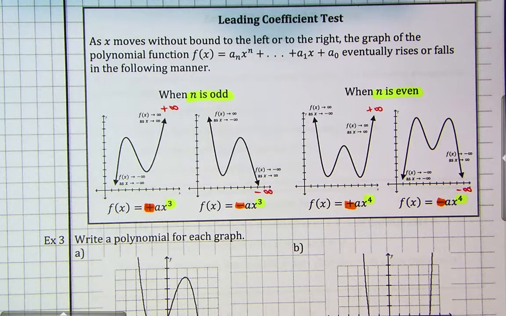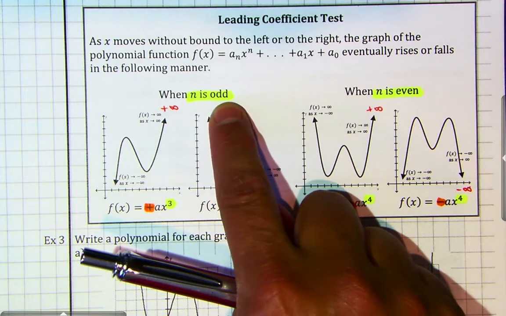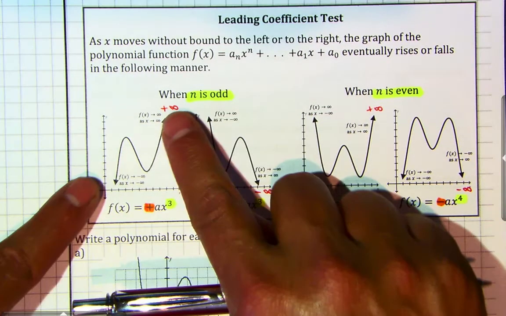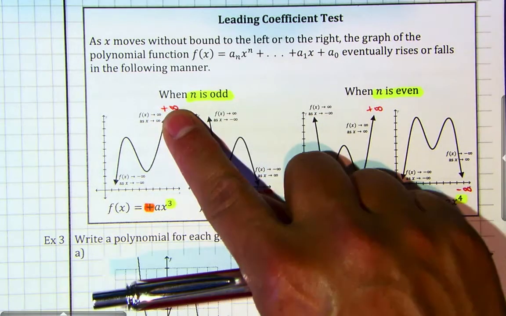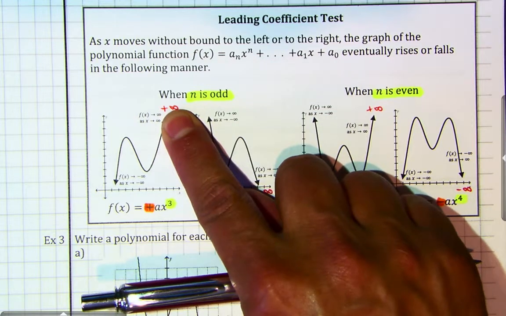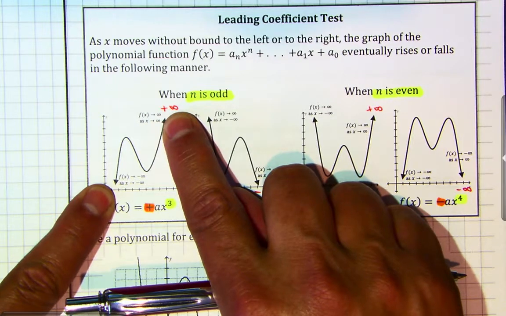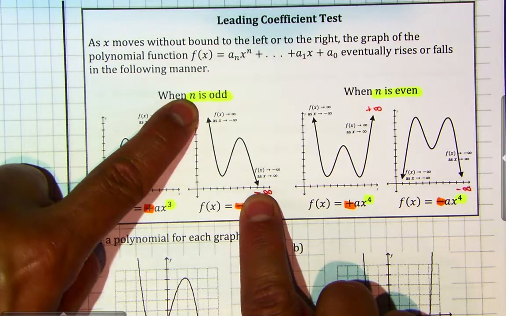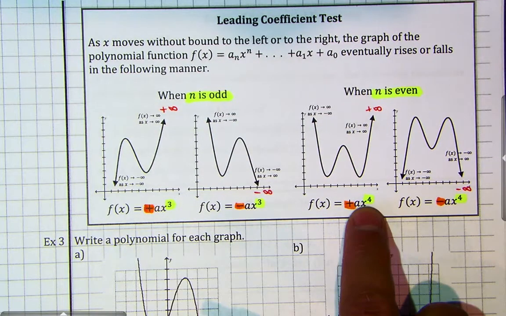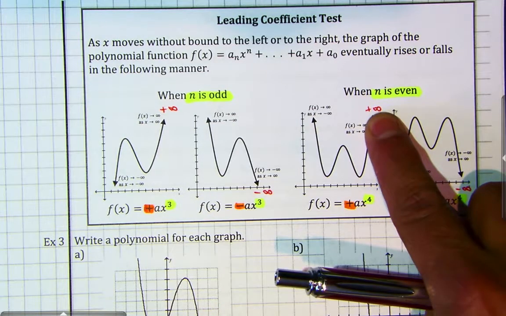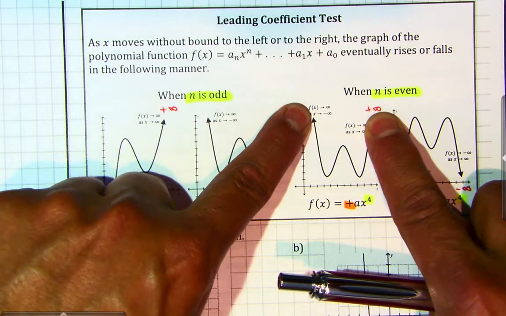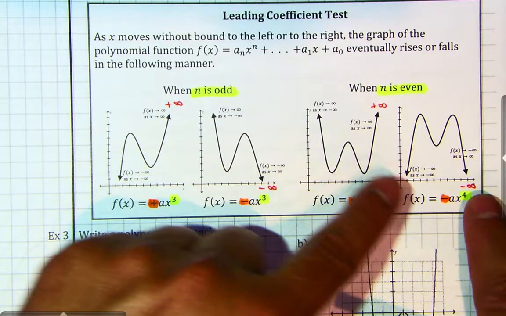So therefore, if it's odd and positive, it ends in positive infinity, but because it's odd, it's going to start in the opposite, or vice versa. If it's positive and even, both positives. If it's even and negative, both negative.